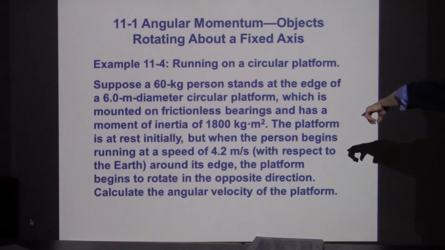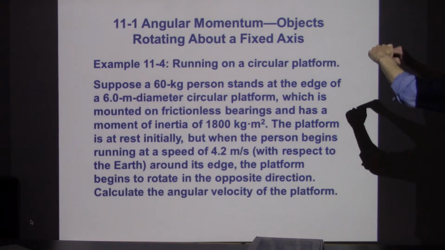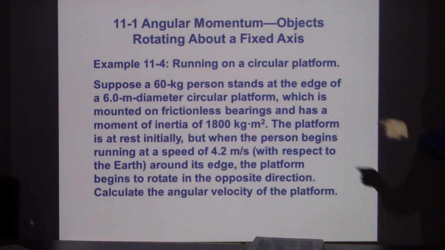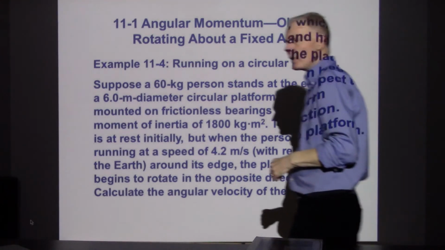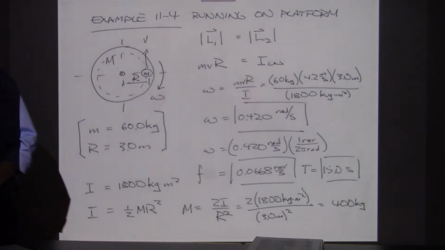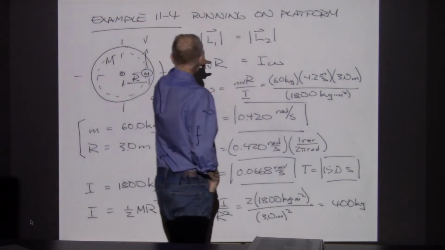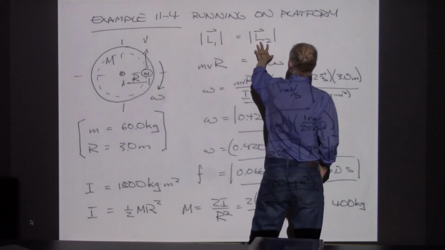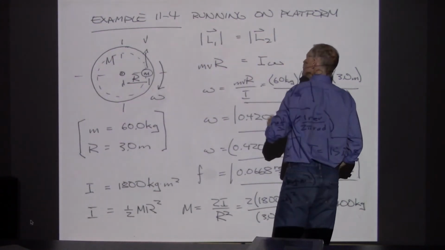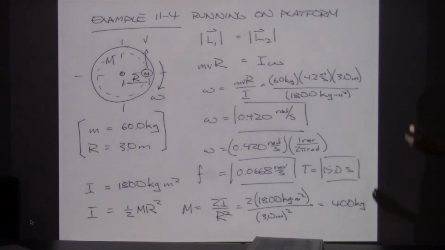So it's not like a delay here. As the person picks up speed in one direction, the platform is going to pick up speed in the opposite direction. And at each instant, we can calculate the angular velocity of the platform by setting the angular momentum equal. So here's the angular momentum in the person and the angular momentum in the platform. They're going to have to be equal and opposite, equal amounts, but in opposite directions.